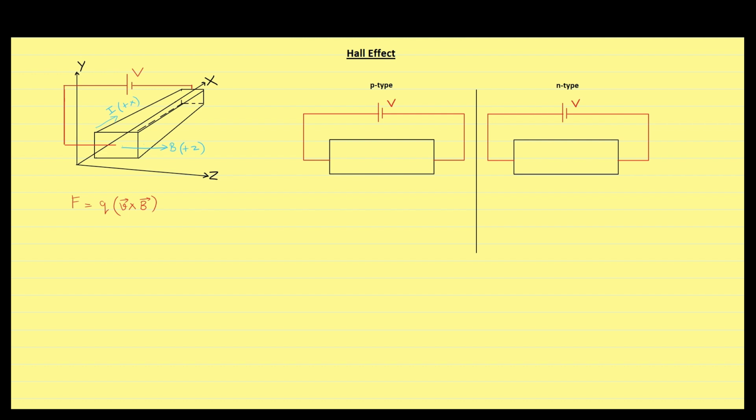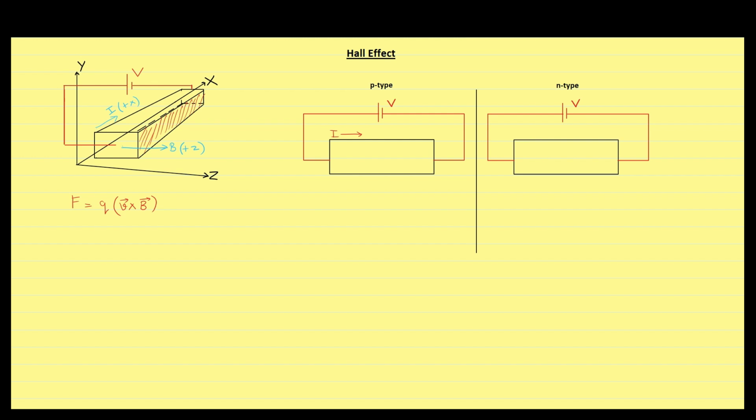Now we can have two cases here. Either the semiconductor is of p-type or n-type. First we take p-type semiconductor. Here we are going to focus on the front view of the semiconductor, which is this portion. We know that the current is in the positive x direction.